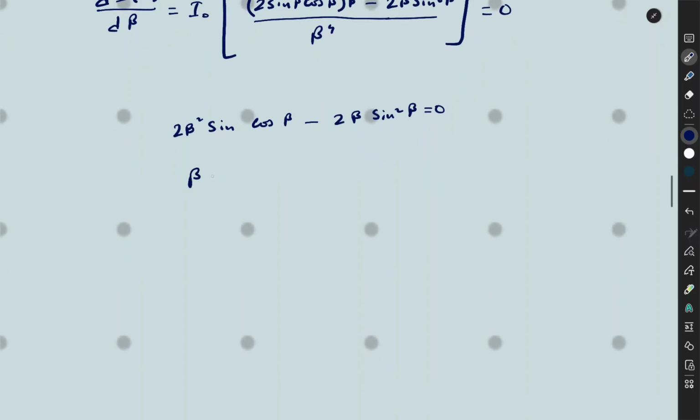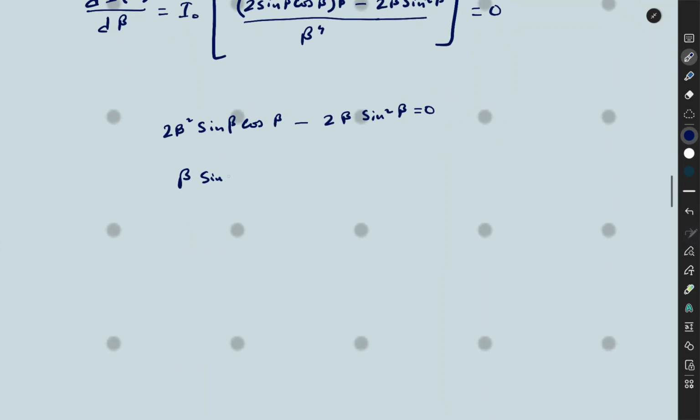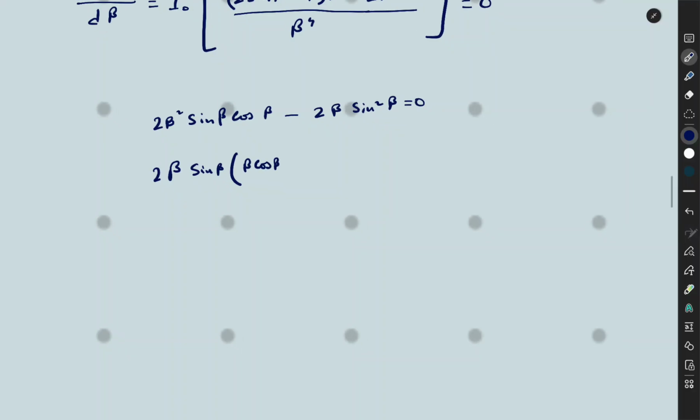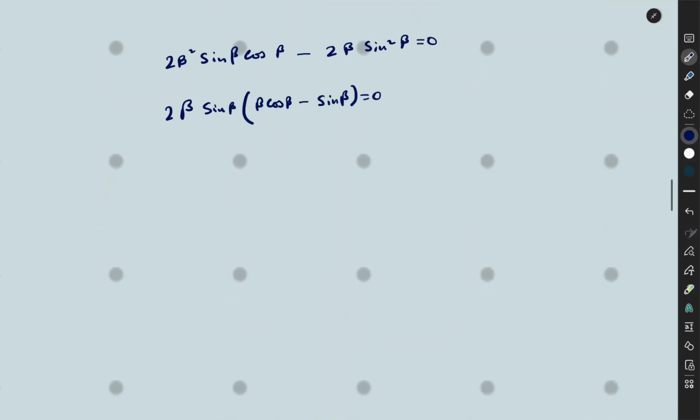So if we take beta into sine beta common, then we get beta cos beta minus sine beta equal to 0. Therefore either beta can be equal to 0, or sine beta can be equal to 0, or beta can be equal to tan beta.